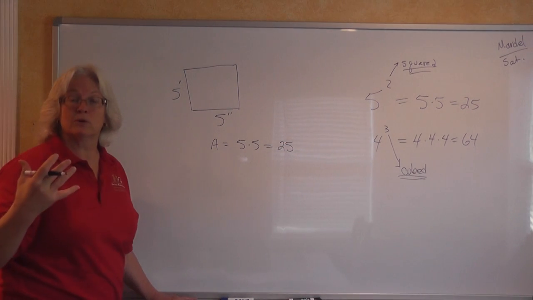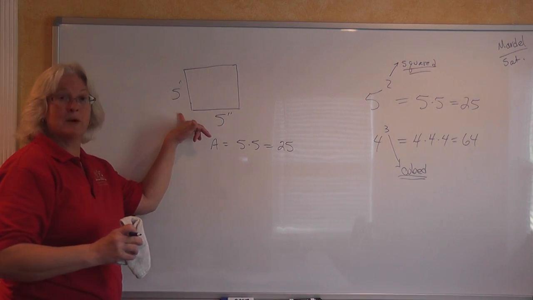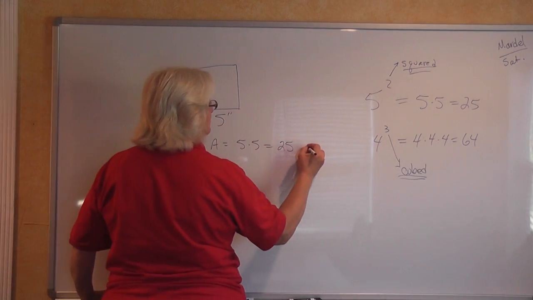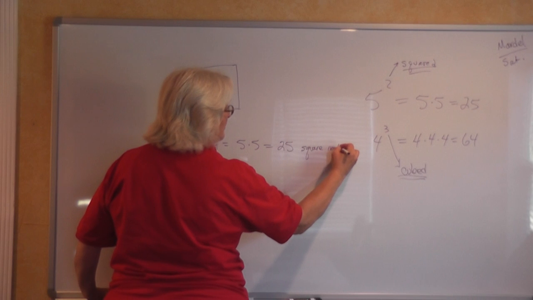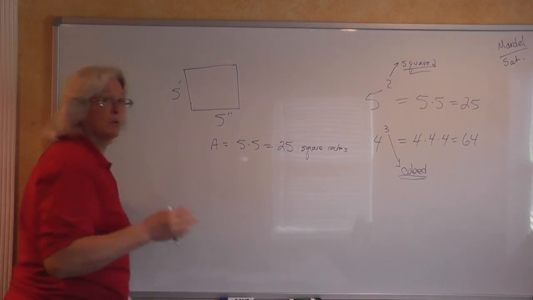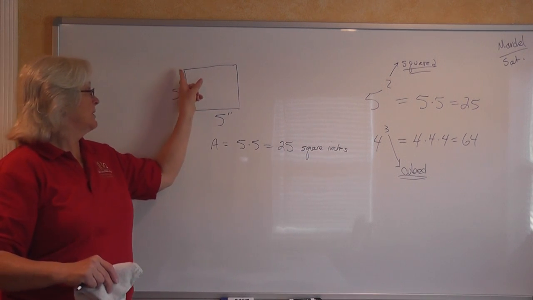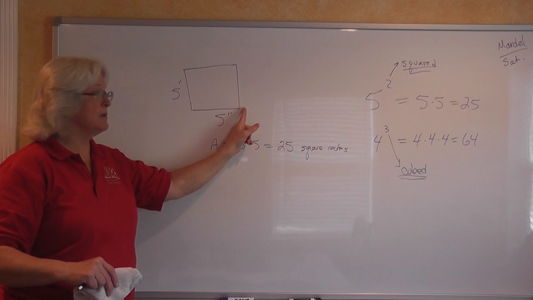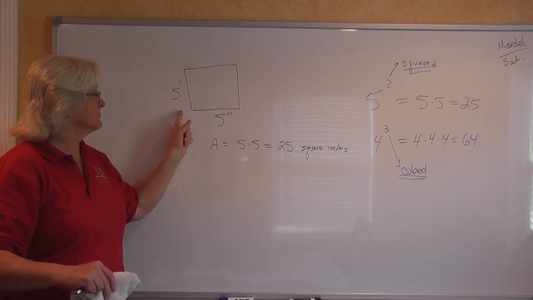And then your teacher or your mom or your dad or whoever's instructing you should have told you, remember that whenever you do area, you have square inches. Or feet, or miles, or whatever the units are, but with area, it's always square. We have length times width, we have side times side, and that makes a square, doesn't it?